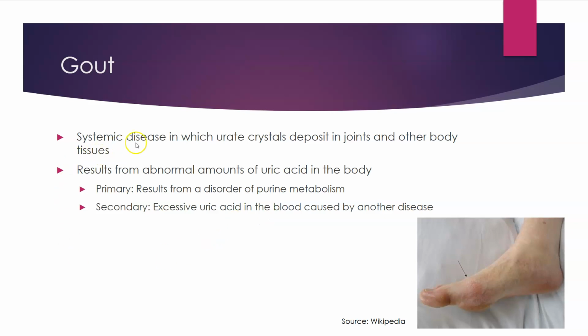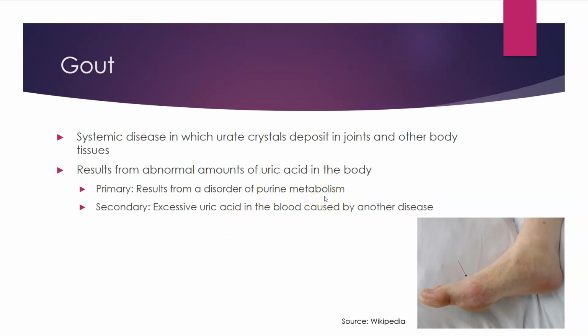Gout, so severe systemic disease in which you get increased uric crystals, goes into the joints and causes pain and irritation and redness. One of the most common sites for this is right here on this joint of the toe, or the large toe. It gets red and inflamed and irritated. So what happens is you get that uric crystals in there, and it causes irritation. So how do we treat this? So this is a disorder of purine metabolism.